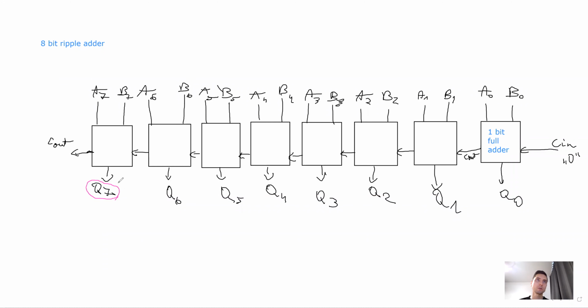After how many taus do we get the last Q stable? We give A, B, and carry in. We just say calculate it. And after how long time do we get the Q7? How many taus could it be? And after how many taus do we get carry out?